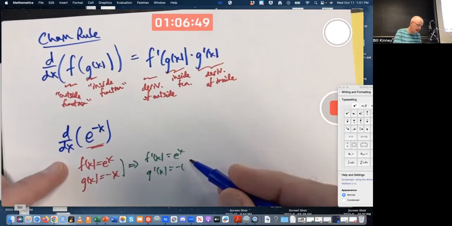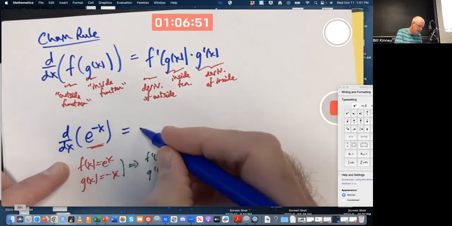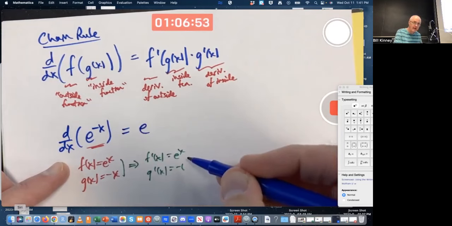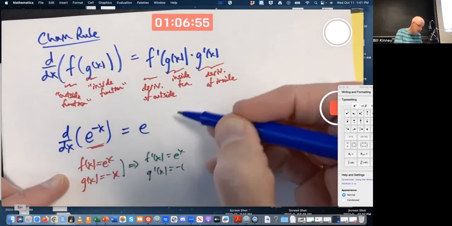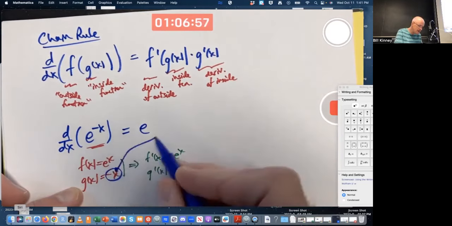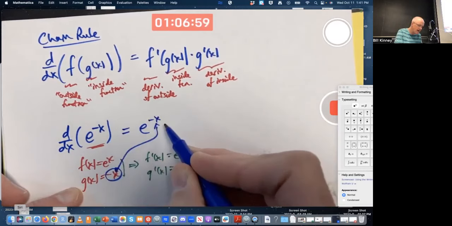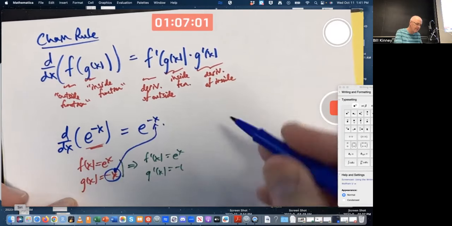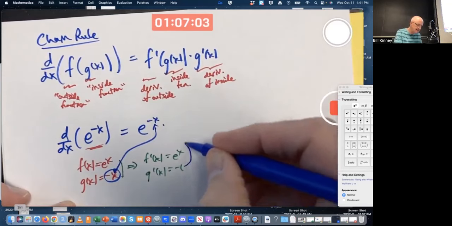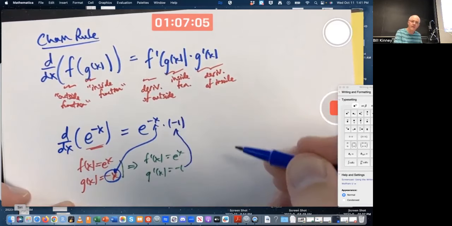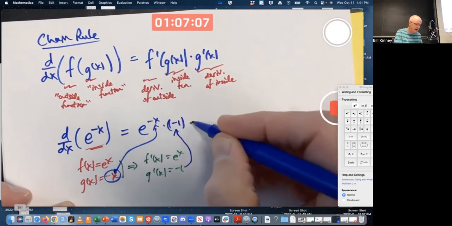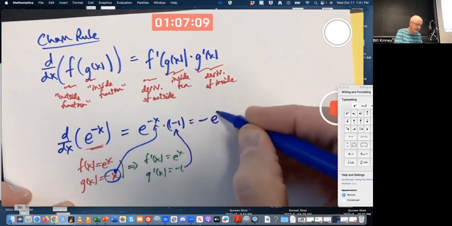F prime of x is e to the x. So I start writing e to the x, but then I got to plug in g, negative x. That's going to go right there. Then I got to multiply times g prime of x. That's the -1. That needs to go right there. And this simplifies to negative e to the negative x.